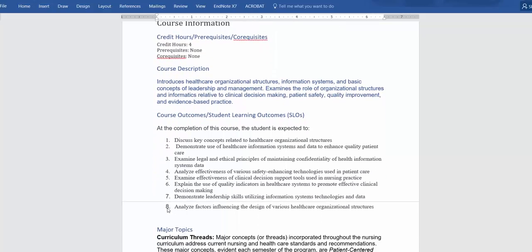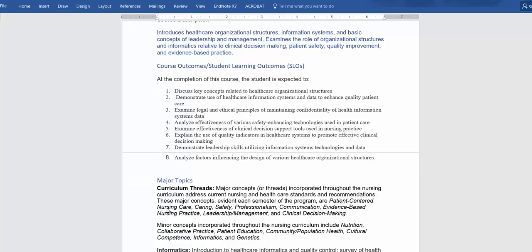Alright, this is a 4-hour course. There are no prerequisites to it, and this course is going to introduce you into healthcare organizational structures, information systems, and basic concepts of leadership and management. It examines the roles of the organizational structure and informatics relative to clinical decision making, patient safety, quality improvement, and evidence-based practice.